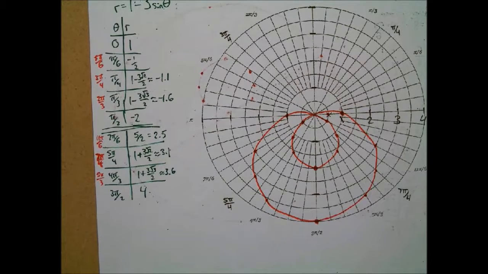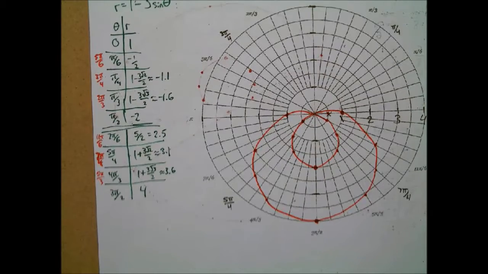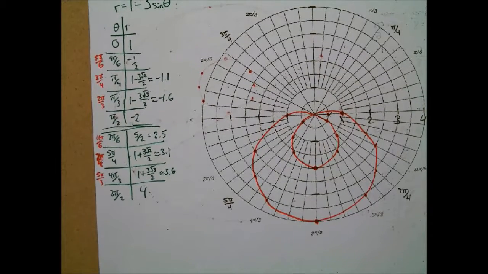Okay. And so there's our graph. What are we going to call it? I believe this is under the classification of a cardioid. A cardioid because it has a rough resemblance to a heart there.